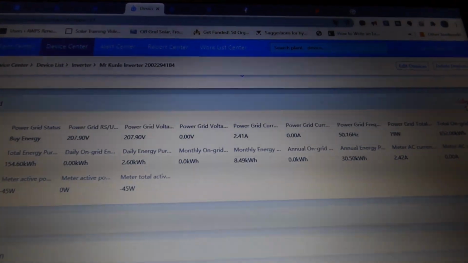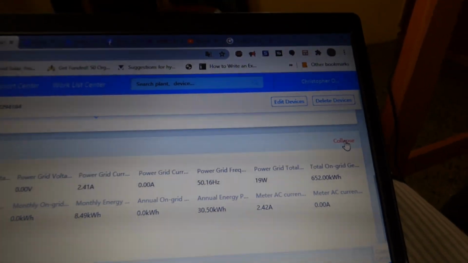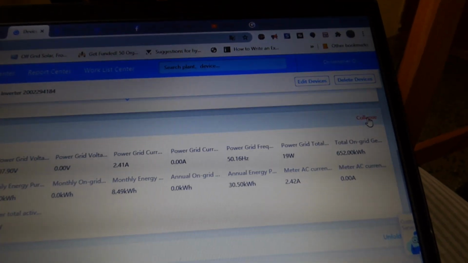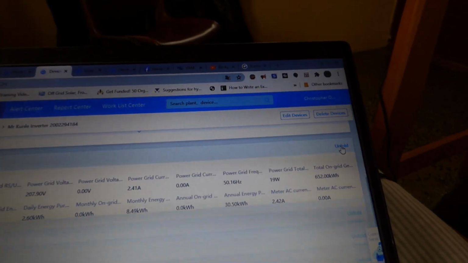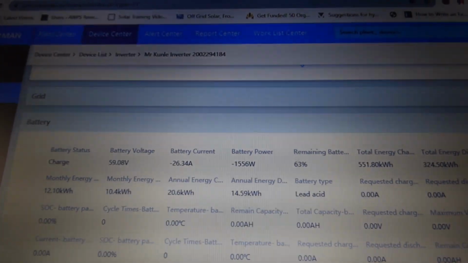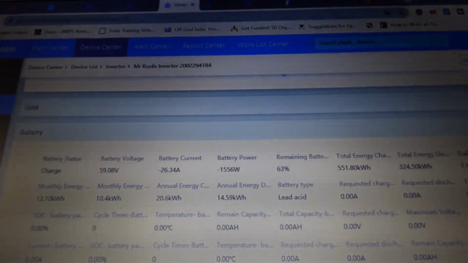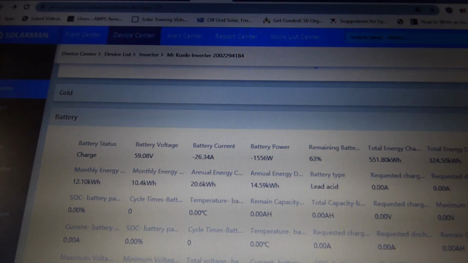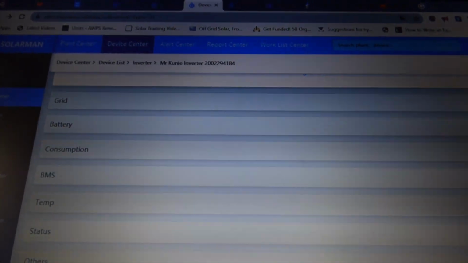So from the grid, he's pulling only 19 watts from the grid, so that's nothing. Remember, before he was pulling 797, now he's only pulling 19 from the grid. The battery is getting 1,556, so it's almost double what we were getting before. The battery is now 59 volts, a flooded lead acid battery. And its consumption is now 680. So you see how time of use works.